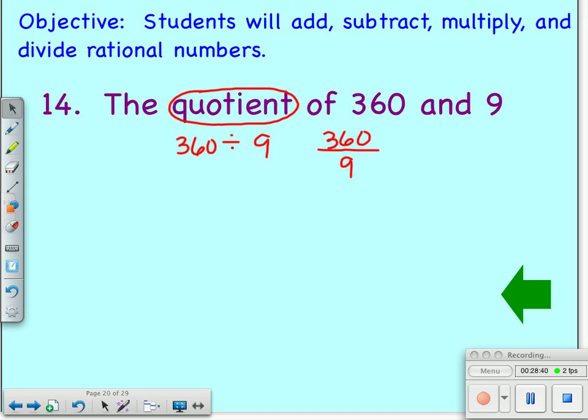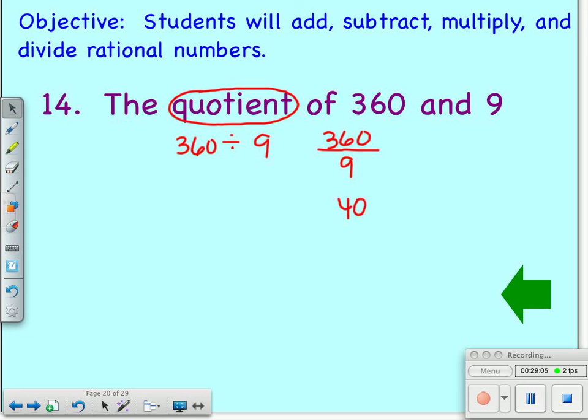And 360 divided by 9, again, this is kind of a math fact, so I'm going to show you 2 ways of doing this. 1, cover the 0 with your hand or with your finger on the screen and divide 9 into 36. That's a math fact. 9 goes into 36 4 times. Now put the 0 back on. And the answer is 40.